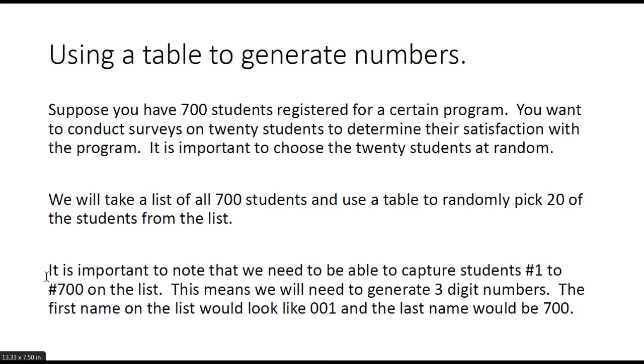But we need to be fair. We have to be consistent. We will create a list of 3-digit numbers so we can capture 1 to 700. One will look like 001 and 700 will look like 700.